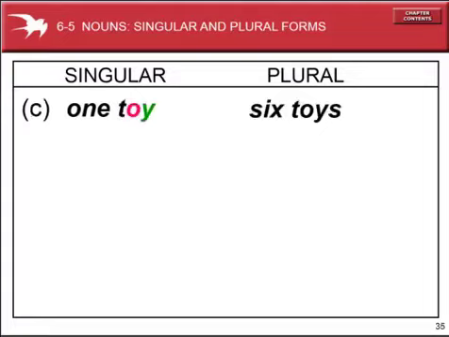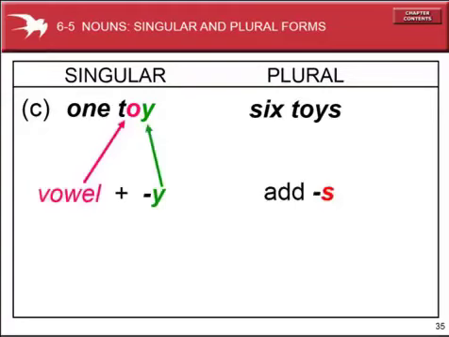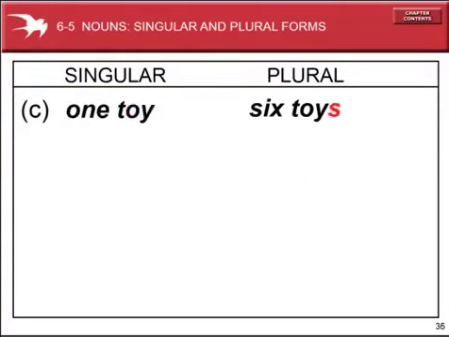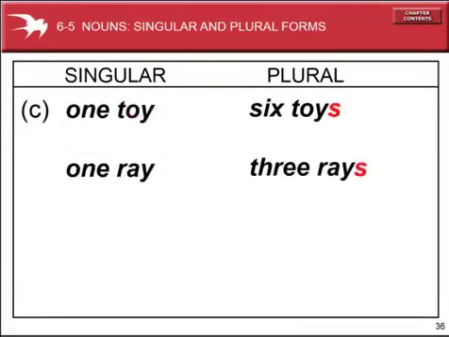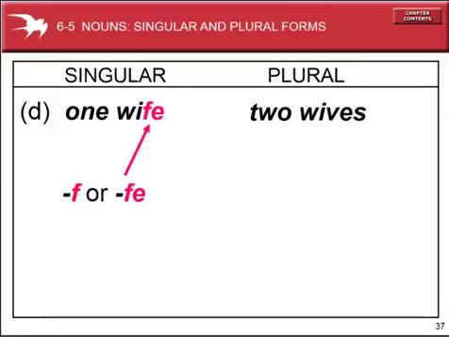When you see a word ending with Y, and before that there is a vowel, we'll have to add the S after the word to make the plural. One toy, add the S to make the plural. One toy, six toys. One ray, three rays.